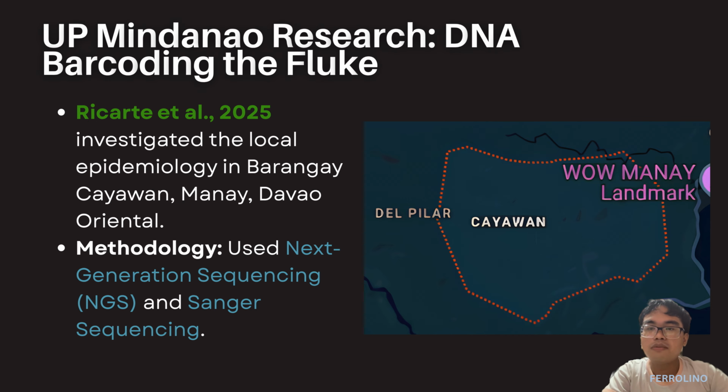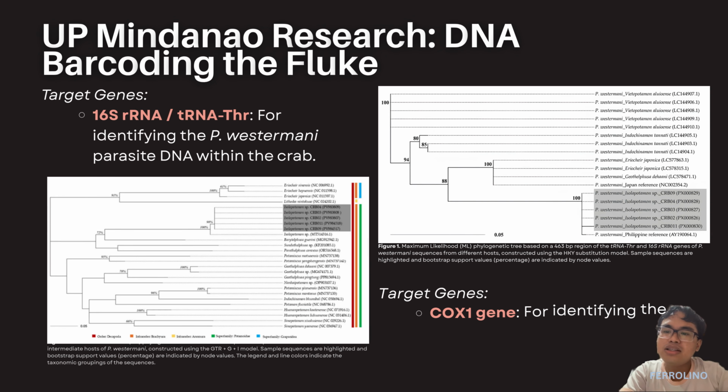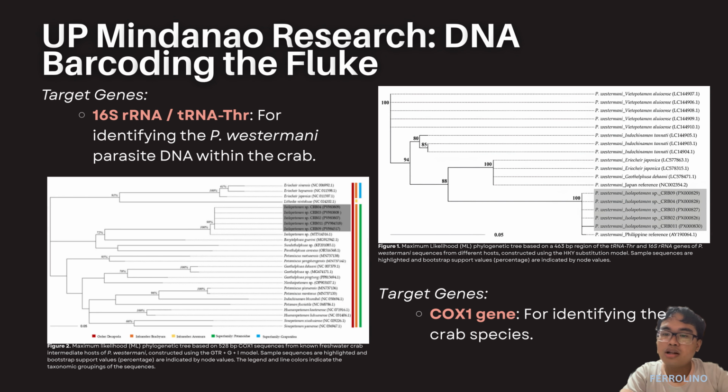This transition to molecular methods is very critical because traditional morphological identification of metacercariae within the crab tissue is labor-intensive and has a high failure rate in light-intensity infections. The paper then details the use of specific mitochondrial markers to achieve two distinct goals: parasite identification and host identification. For the parasite identification, the team targeted a 463 base pair, or bp, region of the mitochondrial 16S ribosomal rRNA and transfer RNA threonine genes.